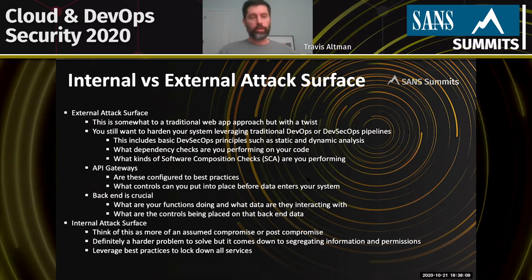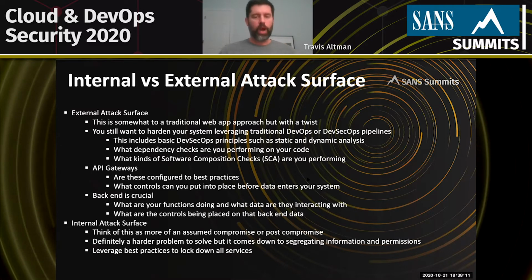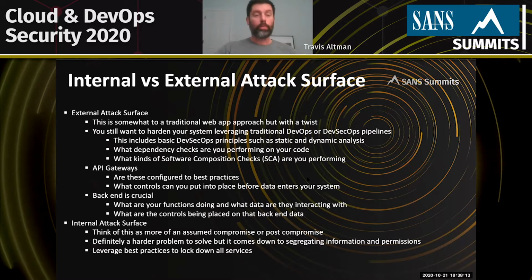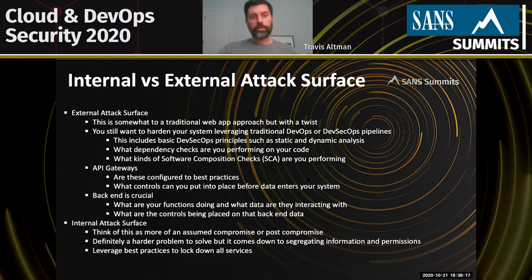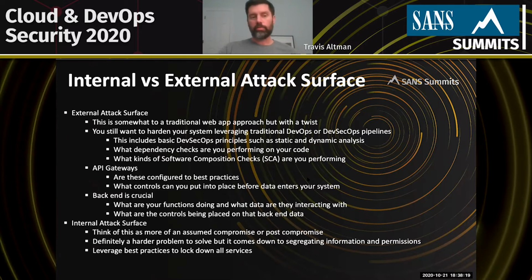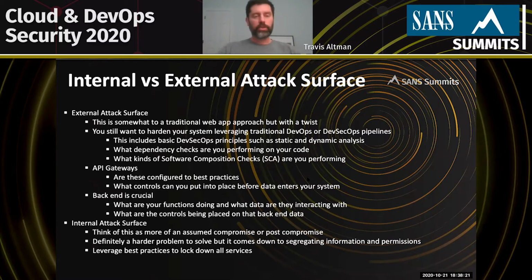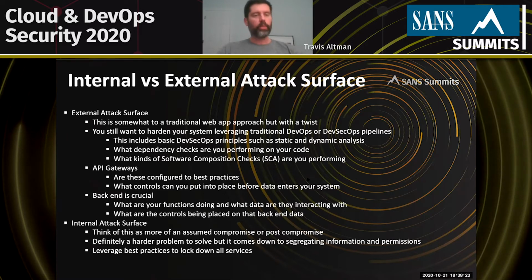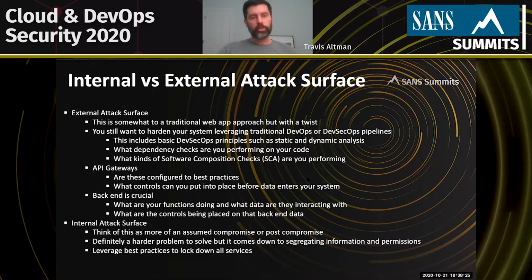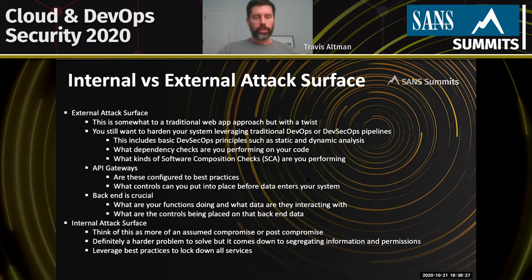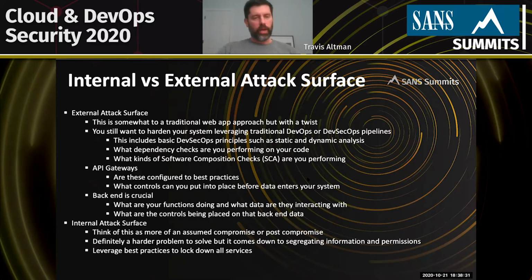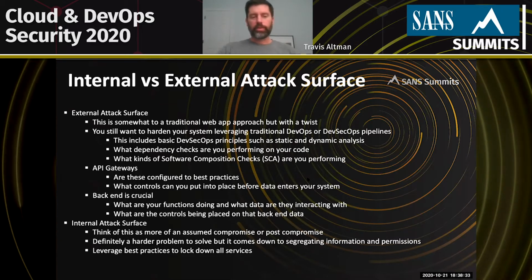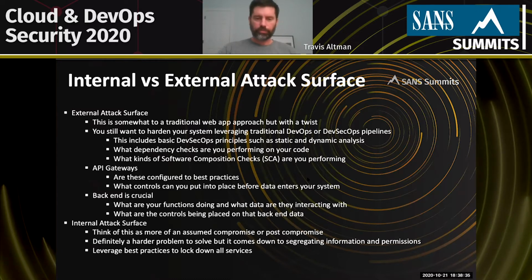When we talk about internal, you can almost think about this as an assumed compromise, or post-compromise. And the internal attack surface is a much harder problem to solve. We have a lot of maturity on the application space, which we can pull into serverless, but the internal is where I want to put some energy. And once again, you want to leverage best practices to lock a lot of services down, but I'll get into some of those examples as well.